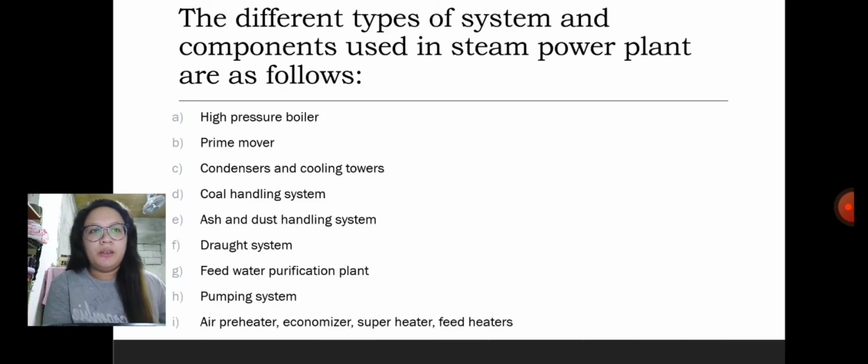Different types of systems and components used in steam power plant are as follows. A. High pressure boiler, prime mover, condensers and cooling towers, coal handling system, ash and dust handling system, draught system, feed water purification plant, pumping system, air preheater, economizer, superheater, and feed heaters.